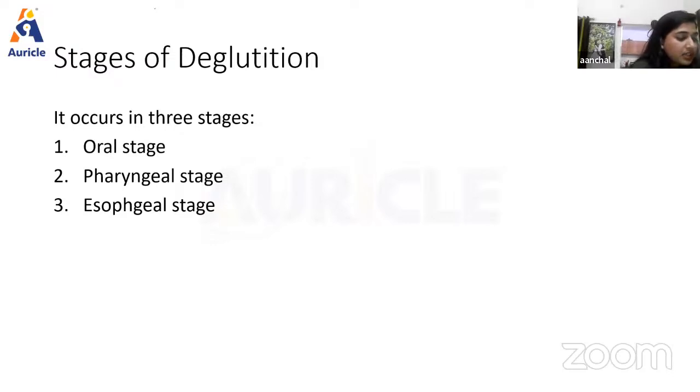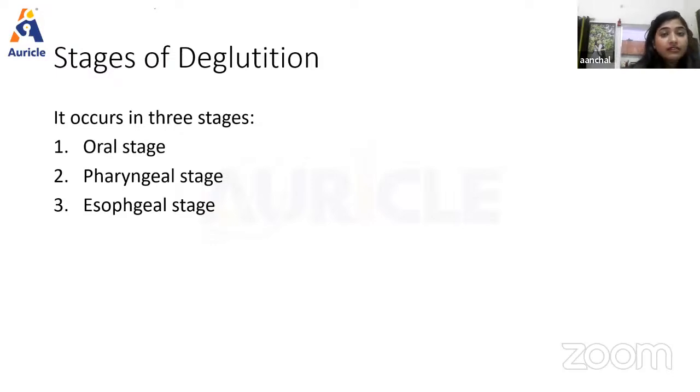So as we have discussed, what will happen? The bolus is placed over the posterior dorsal surface of the tongue, and this position is known as the preparatory position. Then the anterior part of the tongue is retracted and depressed. The posterior part of the tongue is elevated and retracted against the hard palate. This pushes the bolus backward into the pharynx.